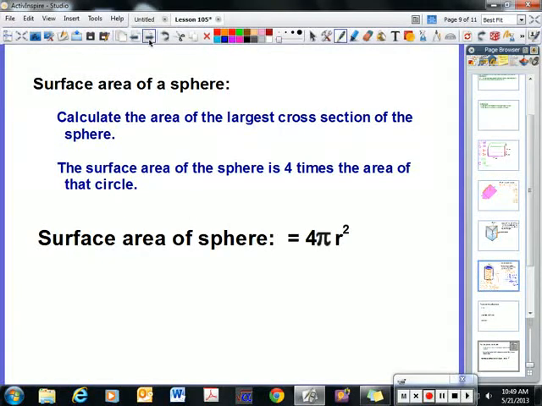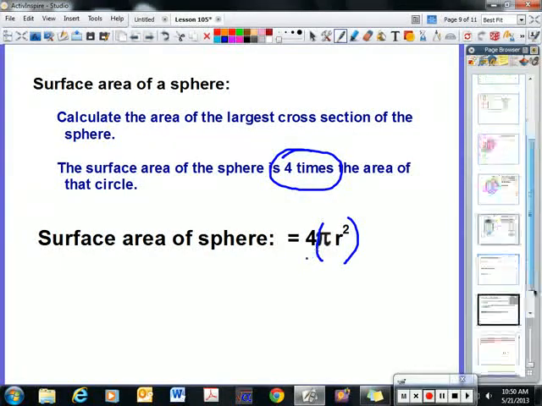All right, so let's now take a look at how to calculate the surface area of a sphere. You calculate the area of the largest cross-section of the sphere. Okay, so think about slicing an orange right down the middle. The circle that results there is the largest cross-section of that sphere. And the surface area of a sphere is about 4 times the area of that circle that you got when you cut the orange in half. Okay? So, since we know that the area of a circle is pi r squared, if we take that times 4, that will give us the surface area to cover the outside of a sphere.